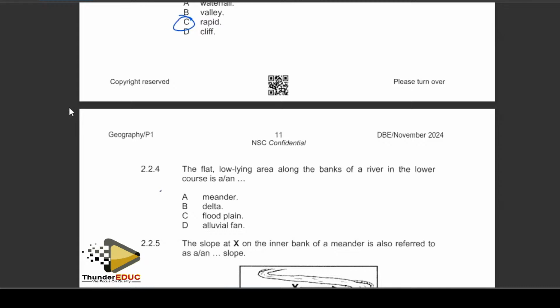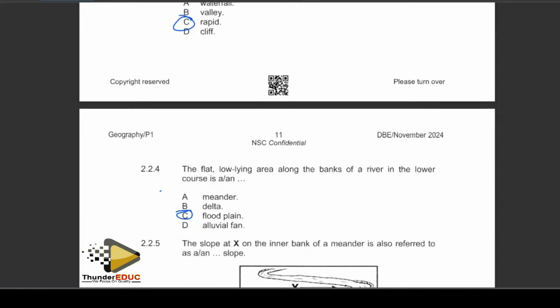Right, then 2.24. The flat low-lying area along the river banks of a river in the lower course, we don't need to waste time. I think this is clear. This is a flood plain. The flood plain, we're looking at the flatland adjacent to a river, which is typical of the lower course of the river, where silt material and decomposed material get deposited as the river overfloods its banks, creating rich soils for agricultural purposes on the sides of the river, which is the flood plain. Right, we try to move on to the next question.